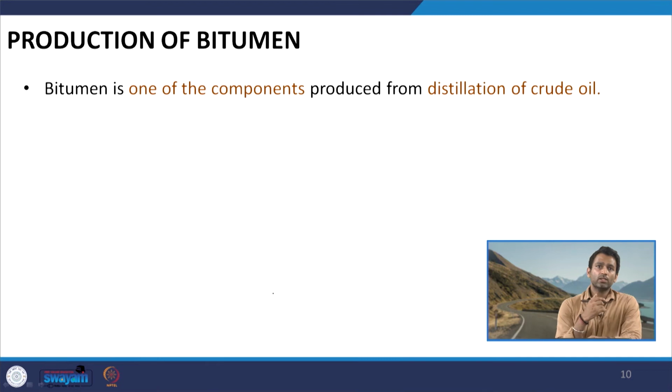So, let us now discuss the production process of bitumen. As I initially told you, bitumen is a crude oil product or a petroleum product, and bitumen is obtained as one of the components when this crude oil is subjected to fractional distillation in the distillation tower.